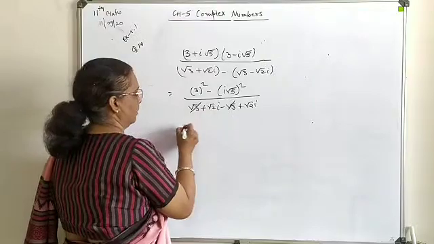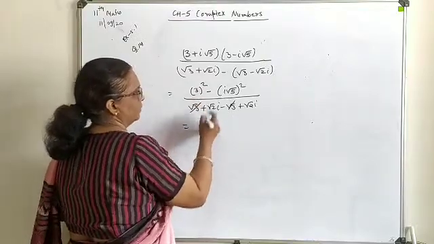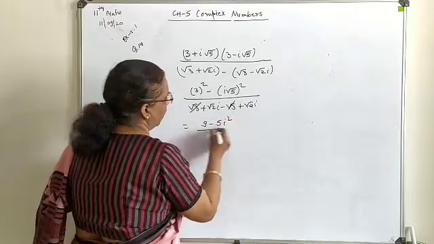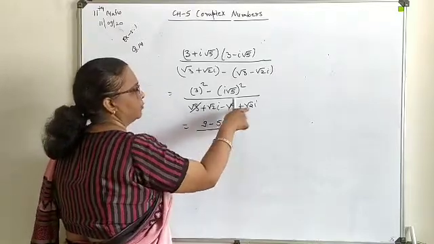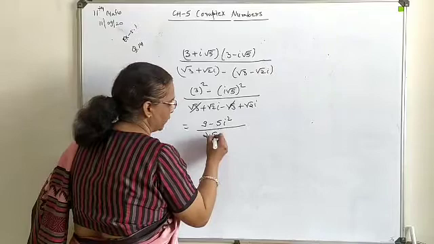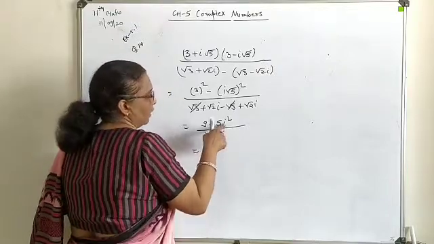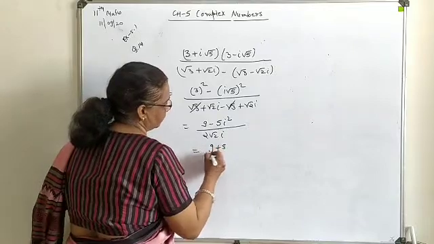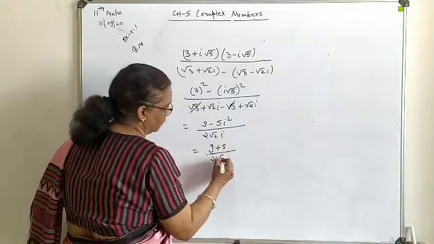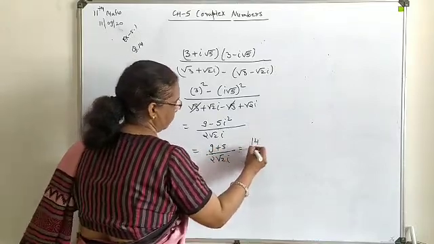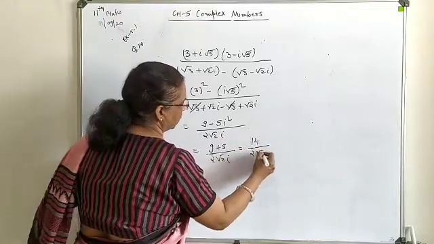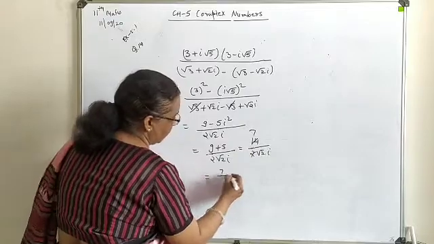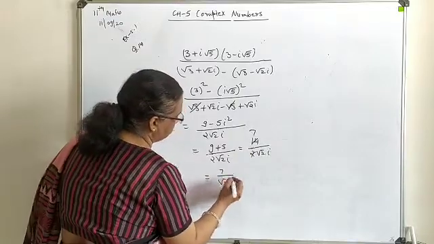The root 3 terms cancel. This 3 square means 9. This is 5 iota square over 2 root 2 iota. This iota square will be minus 1. So this is 9 plus 5 upon 2 root 2 iota, which means 14 upon 2 root 2 iota. This you can cancel. So this is 7 upon root 2 iota.